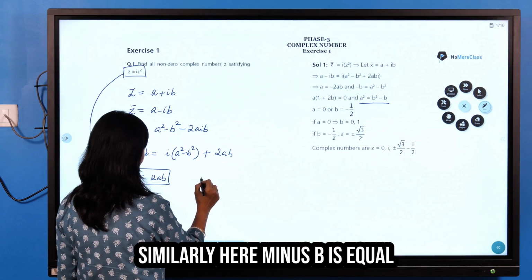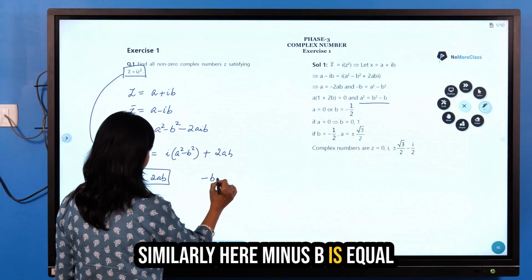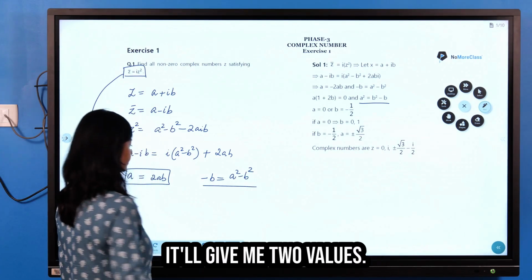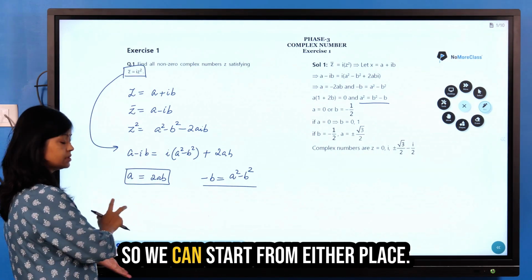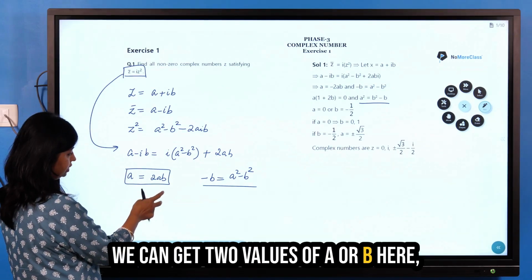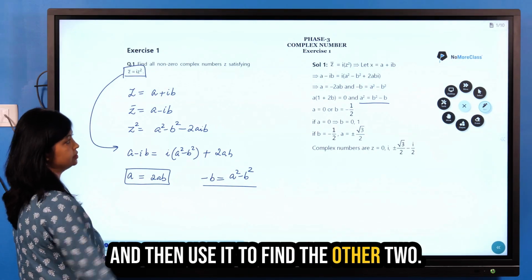Similarly here, minus b is equal to a square minus b square. So again a quadratic, it will give me two values. So we can start from either place. We can get two values of a or b here and then use it to find the other two.